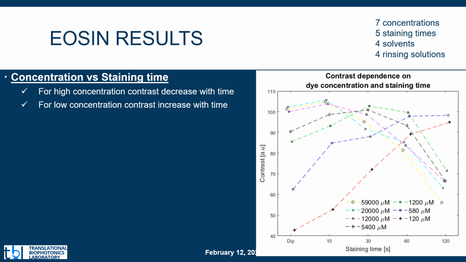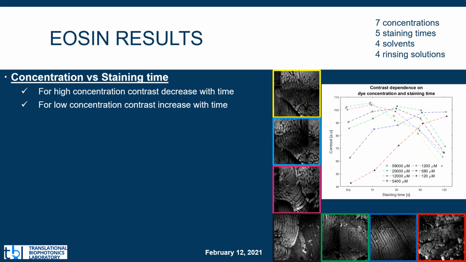Also, here we can see that all concentrations achieve a similar peak contrast value, except the 2 smallest concentrations that still have an increasing trend. To emphasize this behavior, we plotted peak contrast image segment for each concentration. The largest 3 concentrations peak after 10 seconds of staining time, middle value concentrations peak after 30 seconds, and low level concentrations provide maximal contrast after 120 seconds.